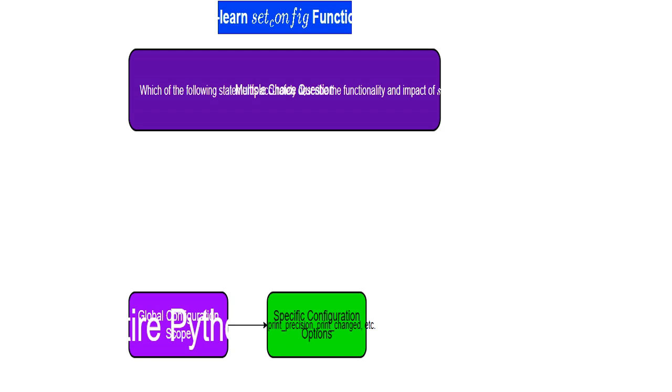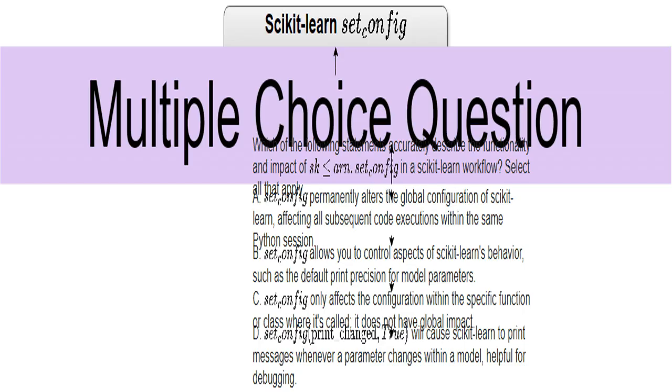Can you think of why you'd want to control these settings? What other useful settings do you think might exist? This is a multiple-choice question designed to assess understanding of the sklearn.set_config function in the scikit-learn library. The question presents 4 statements about the function's behavior and asks you to identify the accurate ones. Let's dive in and see what we can figure out.